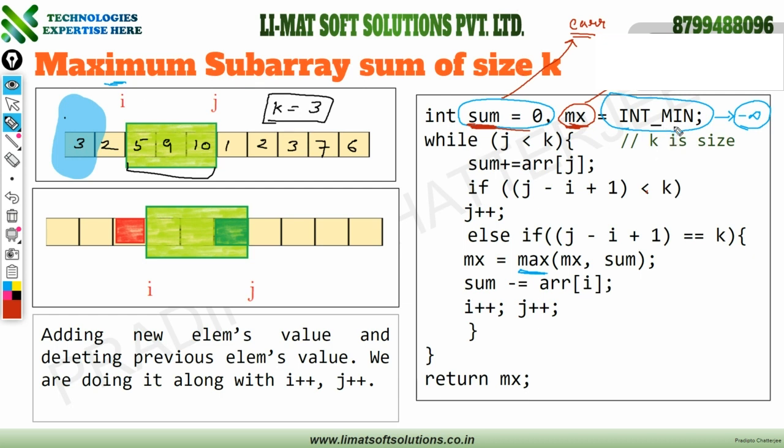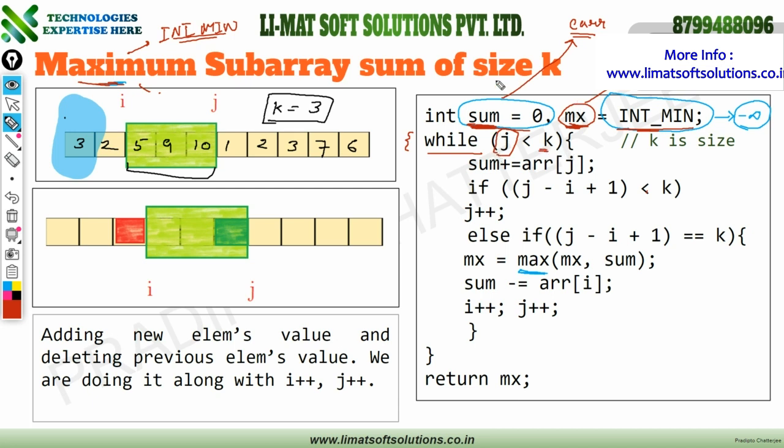That's why I'm not initializing it with 0, because the first element can be negative, and if all the elements are negative and the first element is the lowest negative, then that will be the maximum value. So whenever the question is of maximum, you should always use INT_MIN, and whenever the question is of minimum, you should use INT_MAX. Right now I am just running a simple while loop while j is less than k.